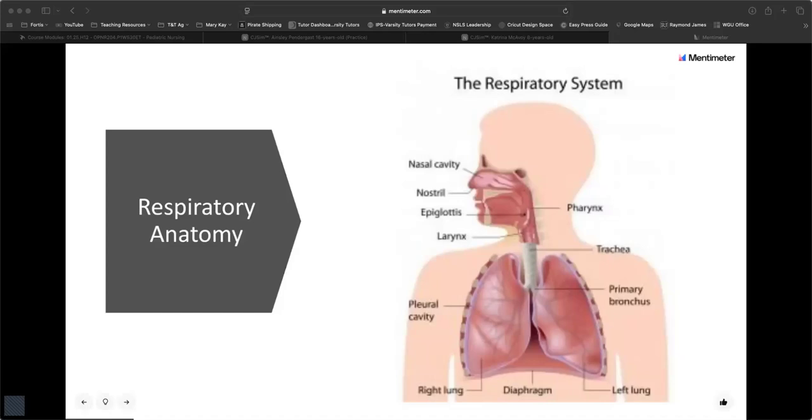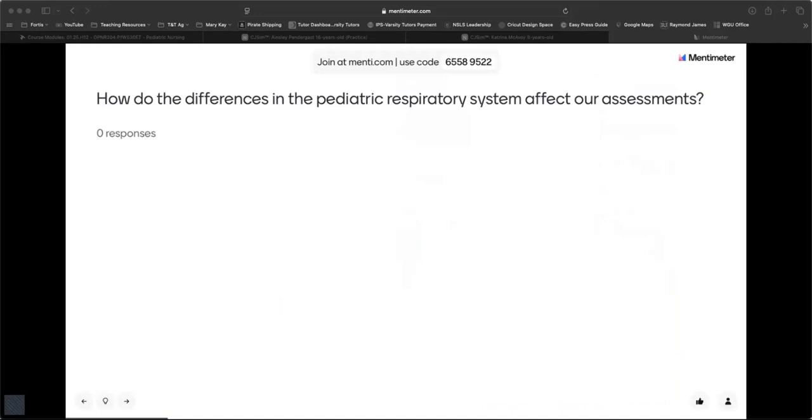So all of those changes are going to affect our overall respiratory system and our respiratory assessment. So, how do those differences in our pediatric respiratory system affect our overall assessment? What are some differences that we might notice or changes to our approach we might have to take? What do you guys think?